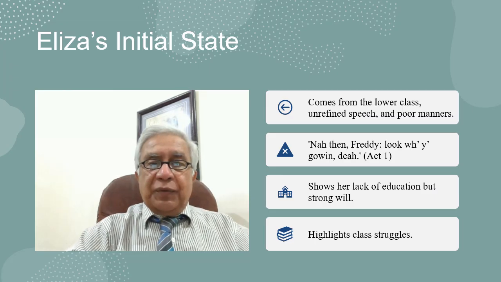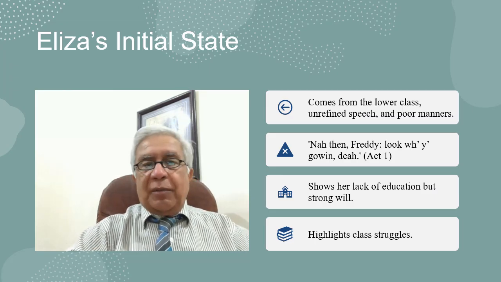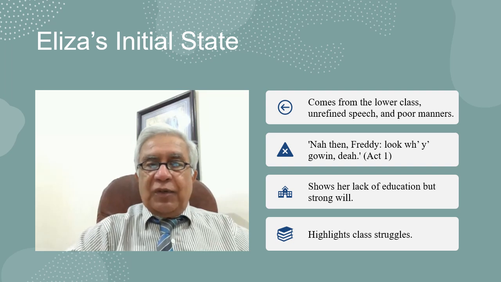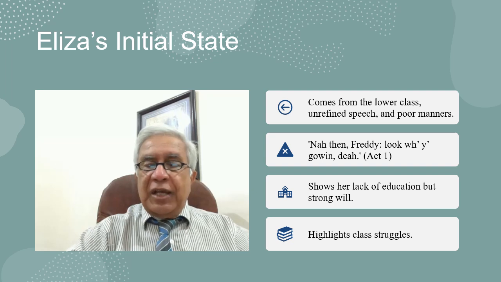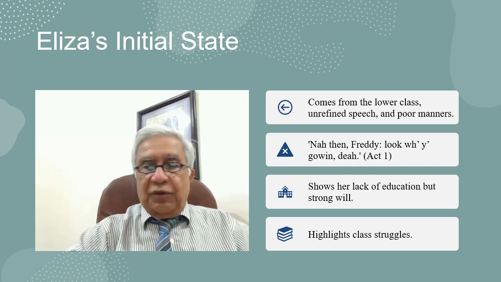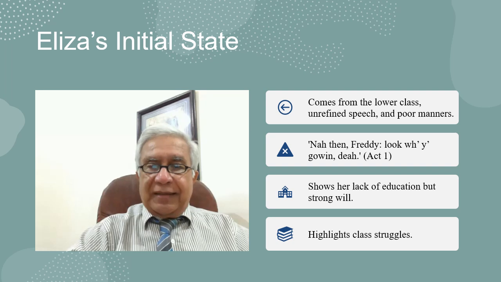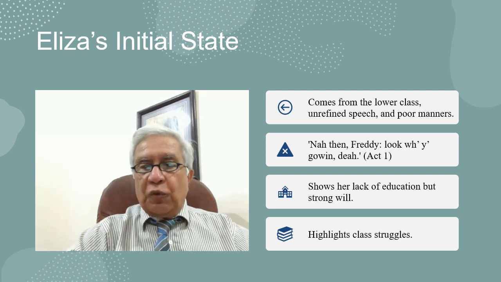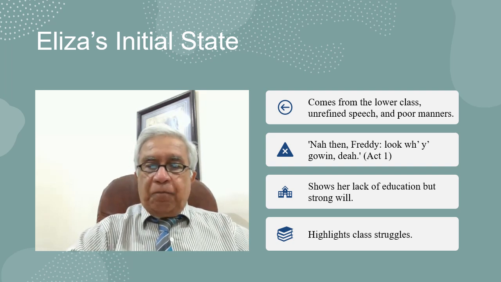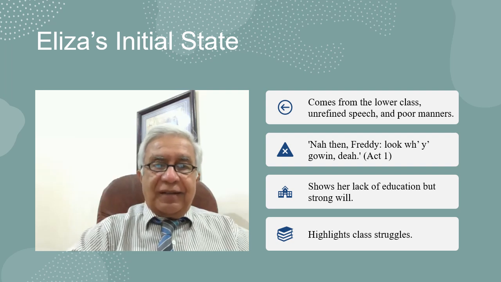Not only this, we need to talk a little bit about her initial stage when she is given entry into the drama. We can see that she comes from the lower class, she has unrefined speech and poor manners. And the way she speaks, for example, the next line says, "No, then Freddy, look why you're going there." So, Freddy, why are you going there? That's the kind of speech she speaks.